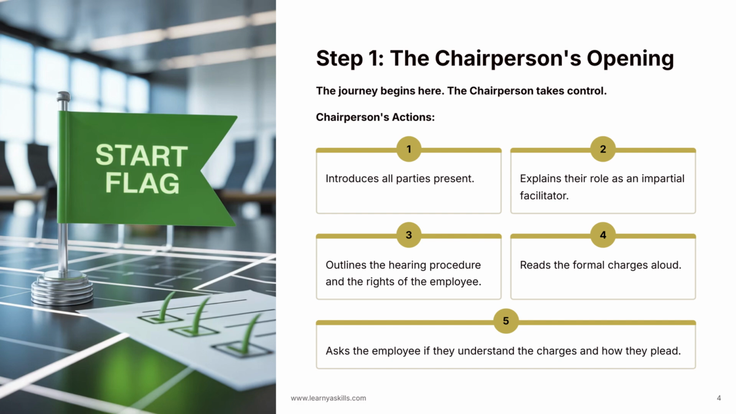Our journey begins at Step 1, the chairperson's opening. The moment the hearing starts, the chairperson takes control. They will introduce everyone in the room and explain their own role as a neutral facilitator. They will then outline the procedure for the hearing and, crucially, confirm your rights as the employee. Finally, they will read the formal charges against you aloud and ask if you understand them. This structured opening ensures the journey begins on a foundation of fairness and clarity.